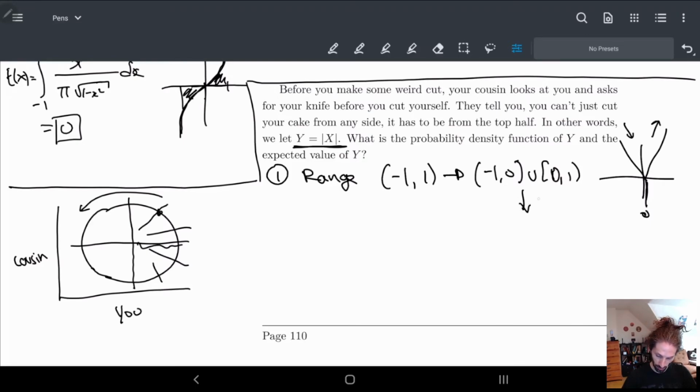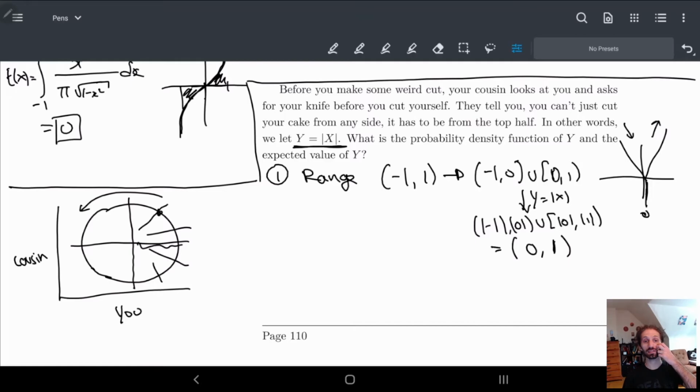So here I do y is equal to absolute value of x. And so here I get -1, 0, union 0, 1. And so what we have here is 1 and 0. So we get 1, 0 as our interval. So nice and easy, not too bad.